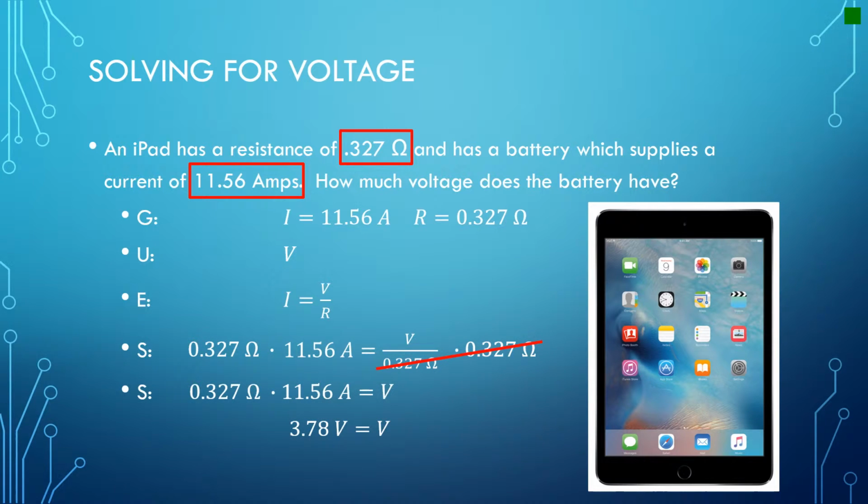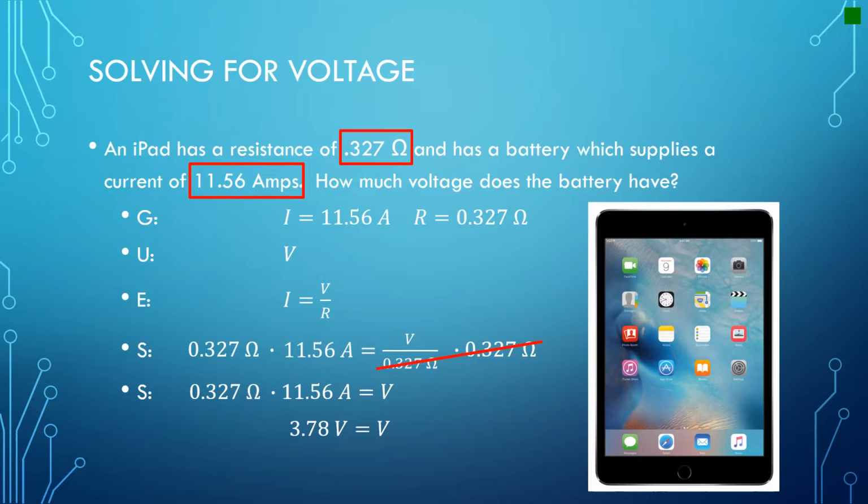The second type of problem you might need to do is solving for voltage. In this example, an iPad has a resistance of 0.327 ohms and has a battery which supplies a current of 11.56 amps. How much voltage does the battery have? First, we have 0.327 ohms of resistance and 11.56 amps is the current, so let's write that down for our given information. The current is 11.56 amps and the resistance is 0.327 ohms.